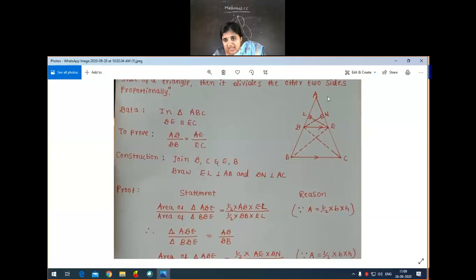For this triangle ADE, which one is height actually? Height in the sense perpendicular line, no? This EL is acting as a height for ADE triangle for the base AD. So we are taking the triangle ADE area, that is half into AD into EL. In the same way, come back to the denominator part, area of BDE. BDE, this one. So half into base we are taking as BD.